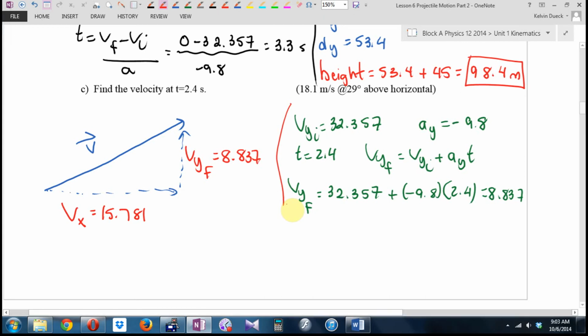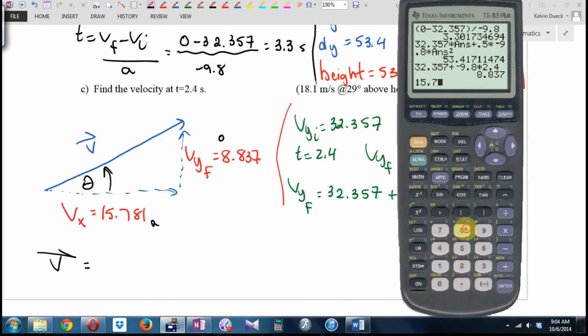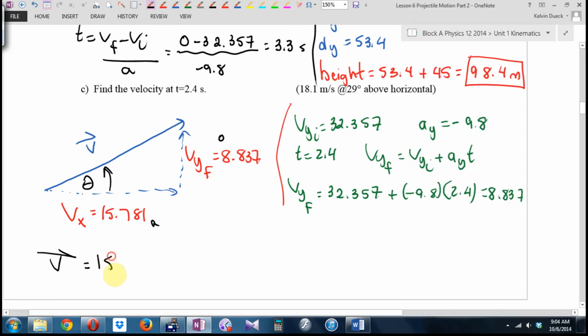Now what? How can I find vector v? It's going to be Pythagoras, and then theta is going to be, I think, tangent again. So vector v is going to be 15.781 squared plus, hey, I still have that answer, squared, square root. I get a magnitude of 18.1 meters per second at, let's find, tan theta equals 8.837 over 15.781.